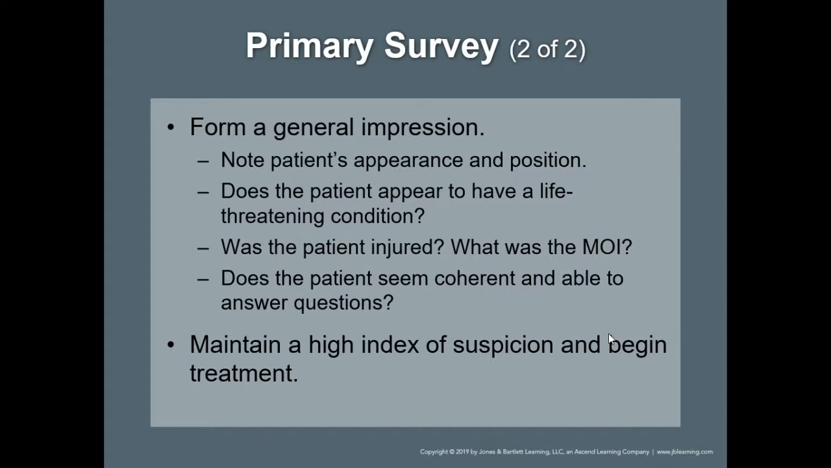Now, within the primary survey, we will form a general impression. So note the patient's appearance, position that you find them in. Are they exhibiting any life-threatening injuries or conditions? If there is an injury present, what caused it? Does the patient seem to be able to communicate with you effectively? Can they answer your questions when you ask them? Maintain a high index of suspicion and begin treatment.